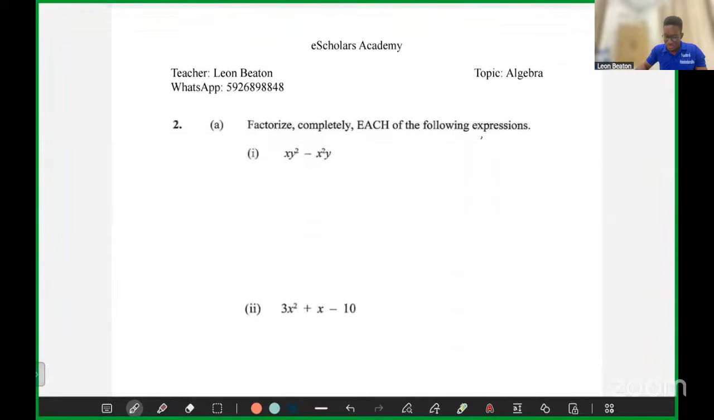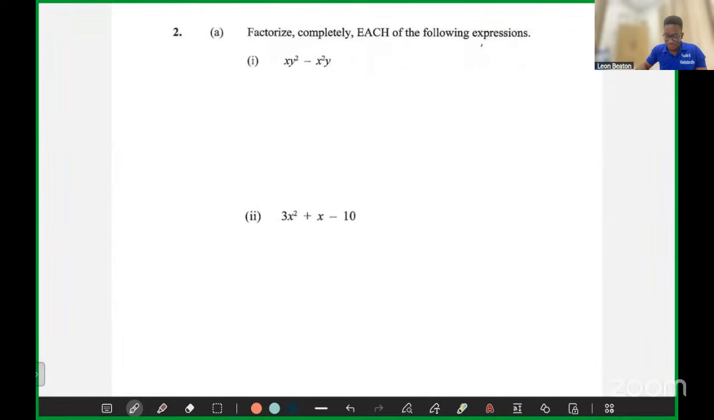So let's go. So now let's be back to factorizing. So this one says factorize completely. And earlier in the video, for those of you who were in earlier, I said that there are mainly 3 ways in which you can factorize. And in this question, we look at the other ways. So we have xy squared minus x squared y. And we're asked to factorize this, right? Factorize it completely.